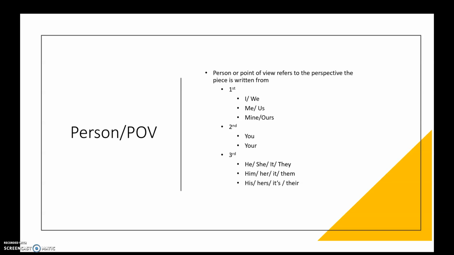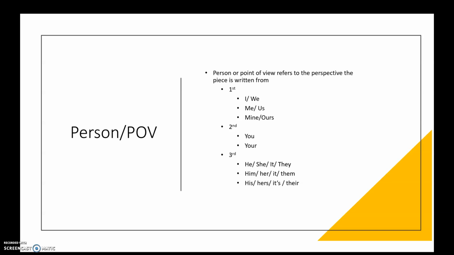So person, or point of view, we've talked about a little bit before, and it refers to the perspective that the piece is written from. So first person pronouns are I and we, which is the subjective case, me and us, which is the objective case, and mine and ours, which is the possessive case. In second person, the subjective and objective, singular and plural, is you, and the possessive is your, singular and plural.